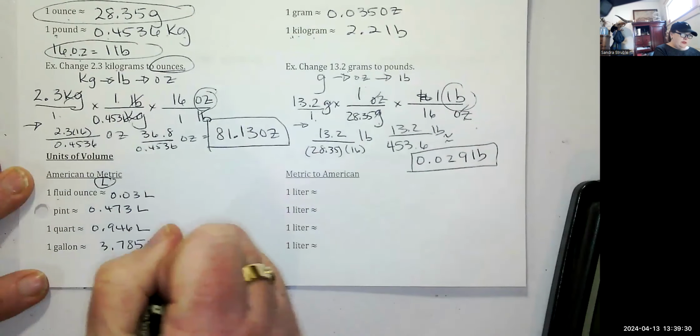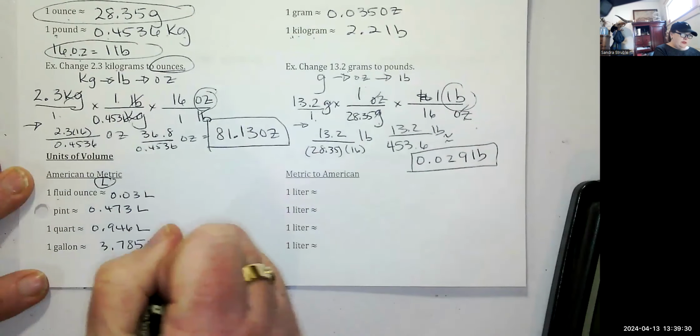1 liter is equivalent to 1.06 quarts, and 1 liter is equivalent to about a third of a gallon, 0.264 gallons. Okay, those are your equivalencies. And we do still have other equivalencies that we can use from back in the other 2 lessons.